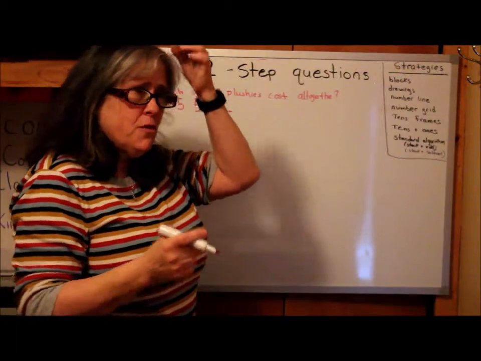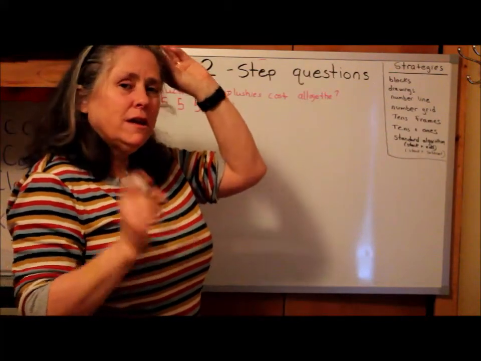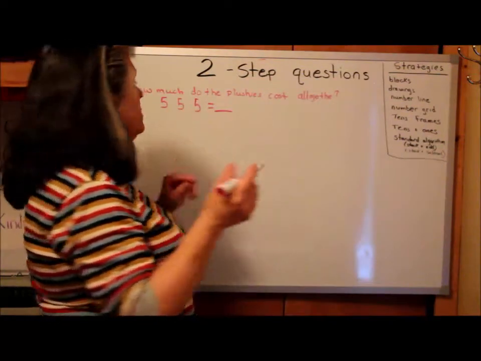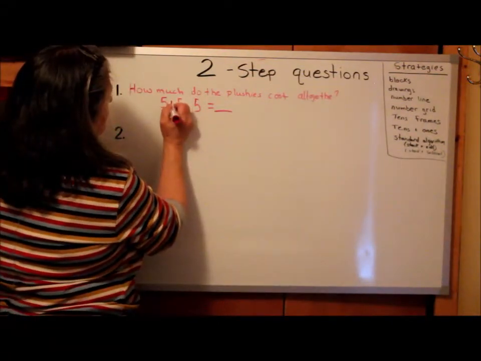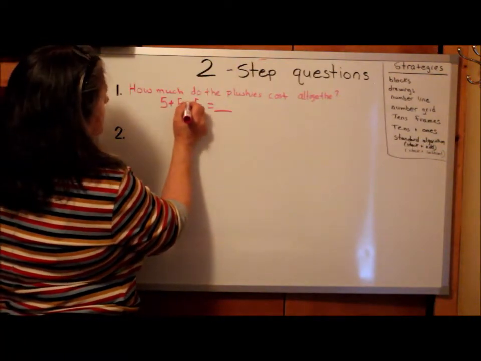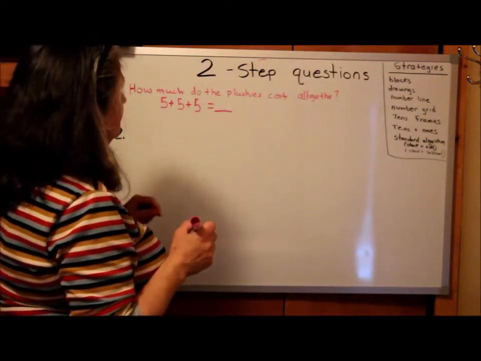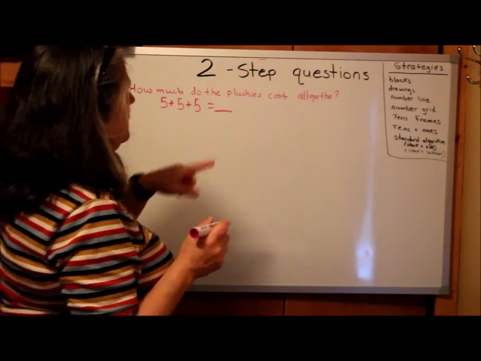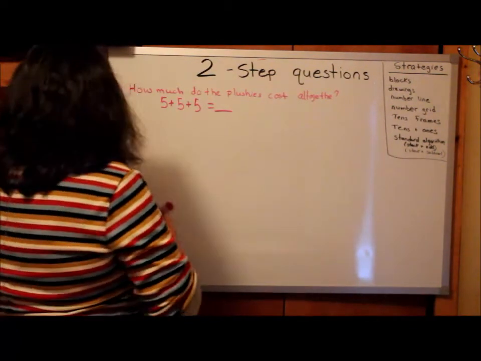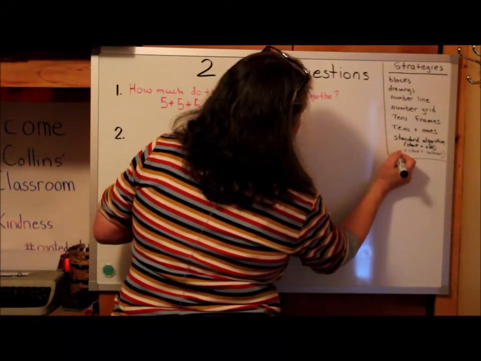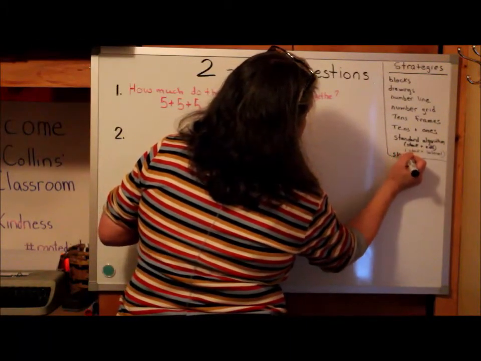So we've said before, all together is like a little hint that we're going to add, because we want to know how much it cost all together. So I'm going to put my plus sign because I want to know one plushie plus another plushie plus another plushie. So I'm going to look at my strategies, and I think I'm going to add a strategy called skip counting, because I think skip counting will work for us.